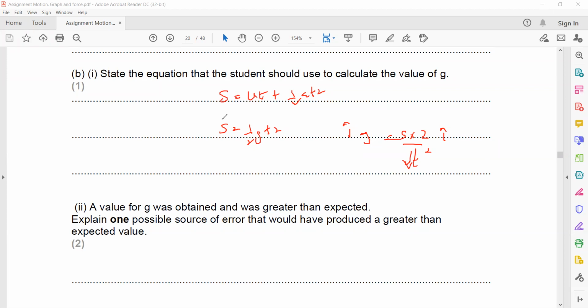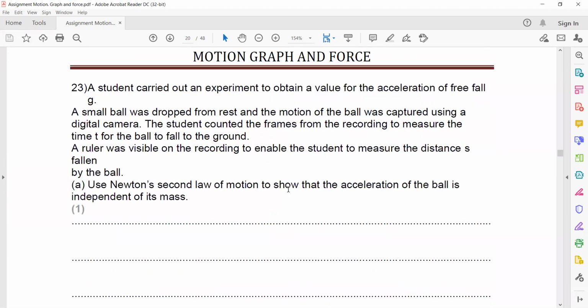But normally, because they're saying the ball was dropped before the camera started, instead of throwing. As they mentioned here, the ball is not thrown, the initial velocity is 0. A small ball was dropped from rest. So in the question they specify that it is being dropped from rest, so you cannot mention the ball is thrown. It's not acceptable according to the question.